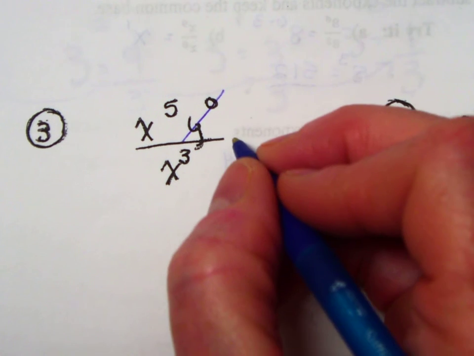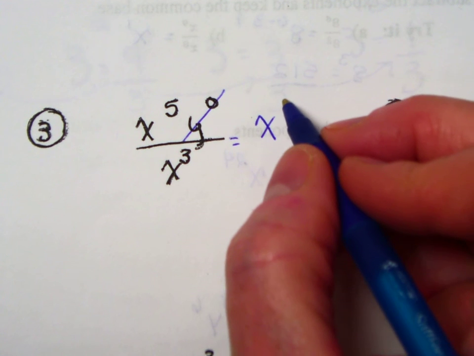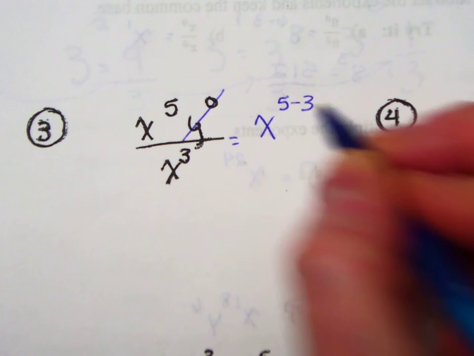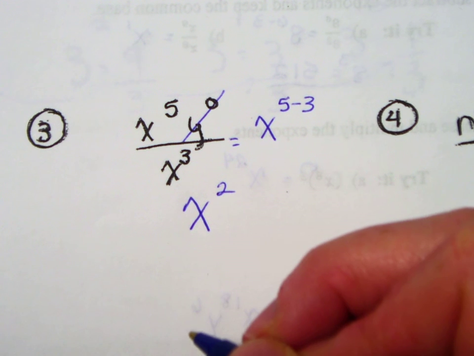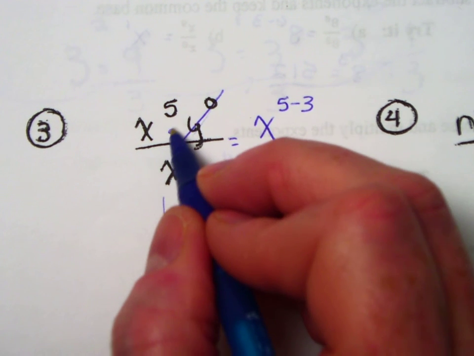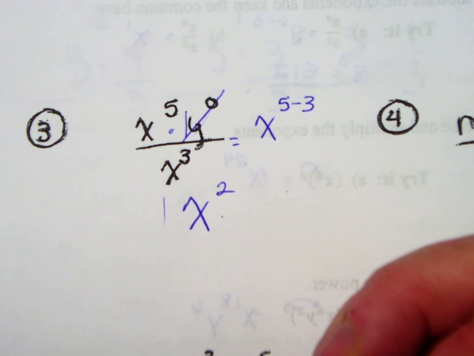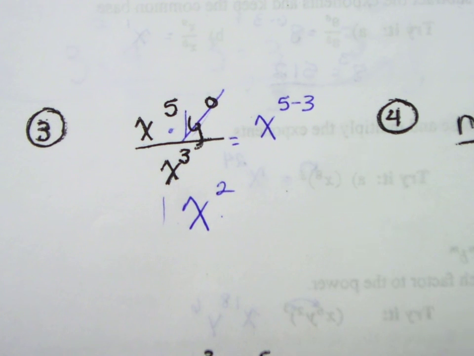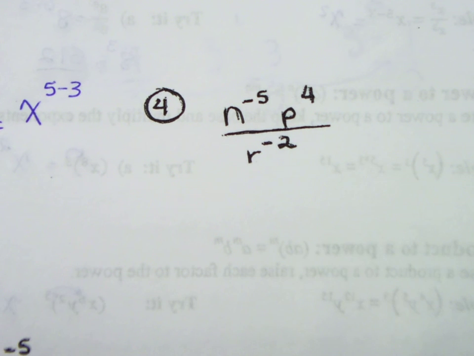All right, so now what's left? An x, and I'm going to go what? 5 minus 3, right? So my answer is going to be x to the second, and that's it. Times 1. I mean, 1, because this turned into a times 1. Is it really going to make any difference? No. No. Okay? All right, let's move over to number 4. What do you see happening there?